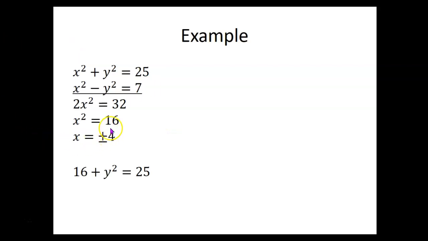Now, if we go ahead and stick positive or negative 4 back in for x, or just 16 for x squared in the top equation, it says 16 plus y squared equals 25. Then we can subtract 16 on both sides, and we get y squared equals 9. So y would equal the positive or negative square root of 9, plus or minus 3.